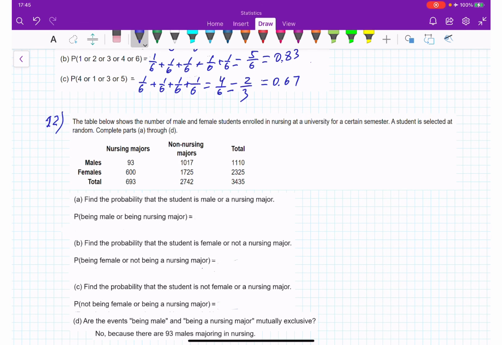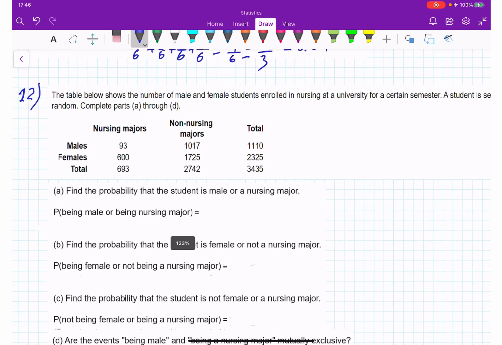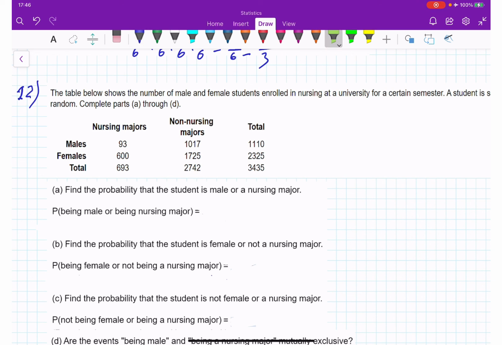Moving to question number 12. This is what we have, a table. So let's read the questions. Find the probability that a student is male or nursing major. So it says "or", that means we need to add. So probability that a student is male. Well, how much is our total male? This much. So it's going to be 1230 over the total, which is 3,435, right? Out of the total. This is our grand total.